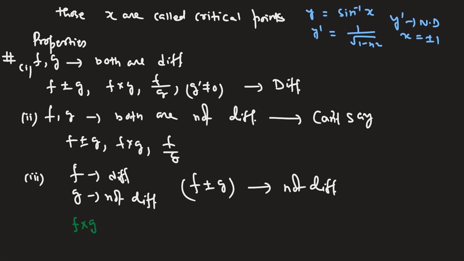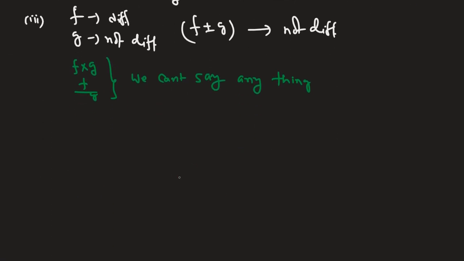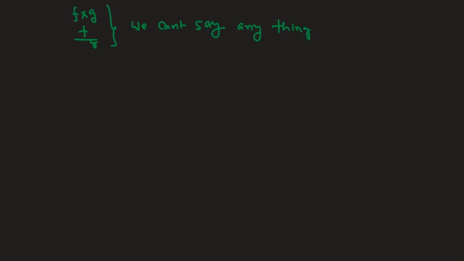So now consider one example so that you can understand these ideas. Suppose I have one function f(x) which is equal to x plus mod of x. This is question 1, and g(x) is a function which is equal to x into mod of x. Now they are asking about differentiability at x equal to 0 in both cases.